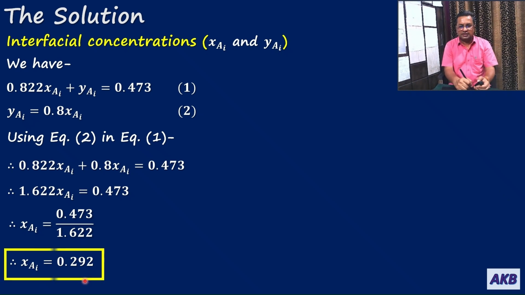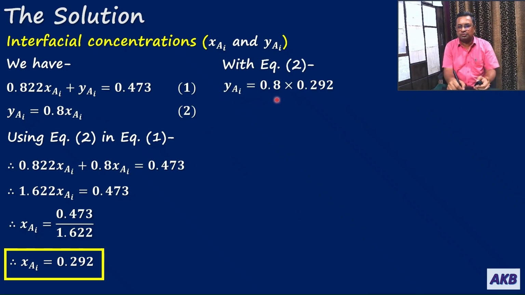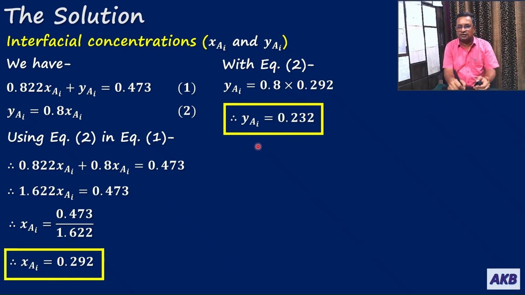Now once you get xai, you can find out yai by using equation 2. So with equation 2, yai will be equal to 0.8 into 0.292. So that is yai is equal to 0.232. That gives us the value of yai. In this way, we have got the interfacial concentrations.